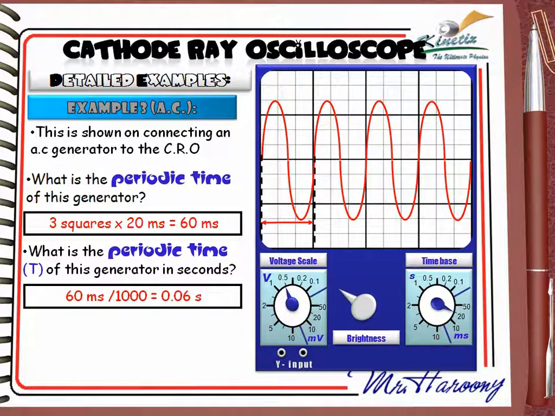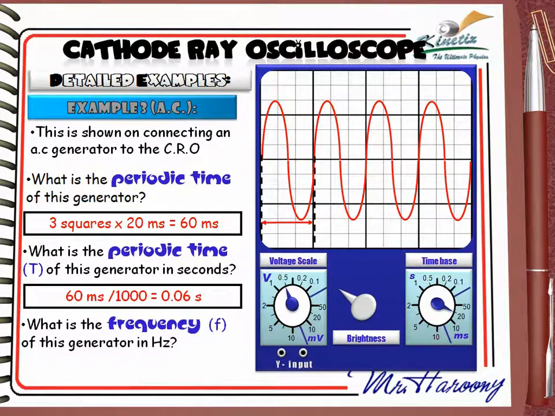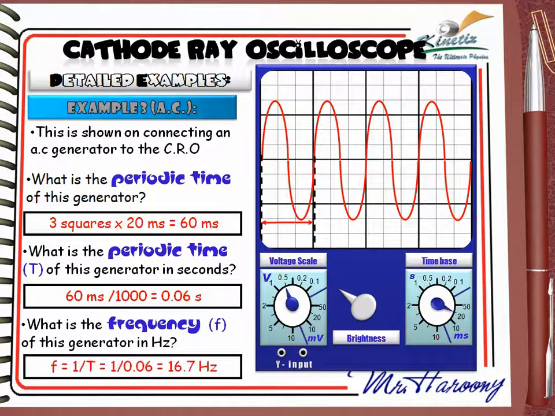A usual question that follows finding the periodic time is to find the frequency of the AC signal. Frequency equals 1 over periodic time, which is 1 over 0.06. This equals 16.7 Hz. Note that you cannot get the frequency from the periodic time in milliseconds. You must first convert it into seconds as given before.